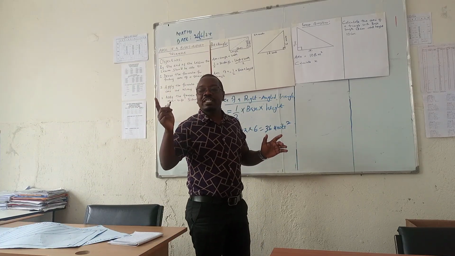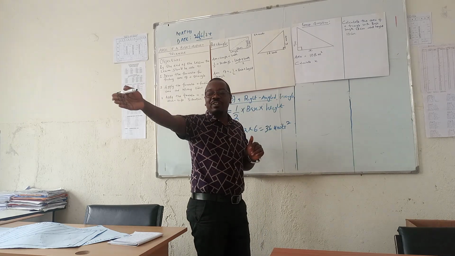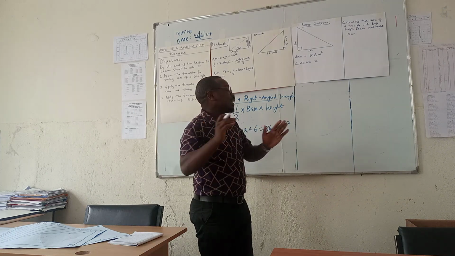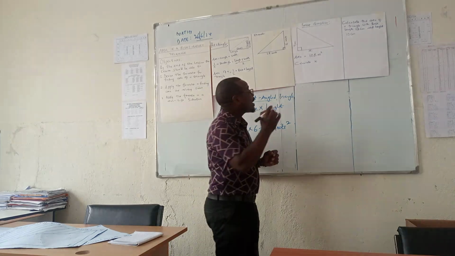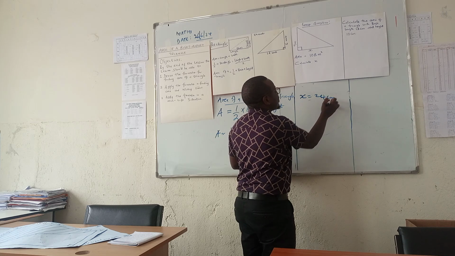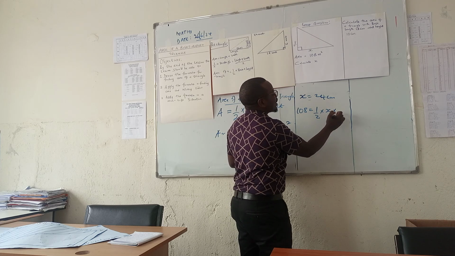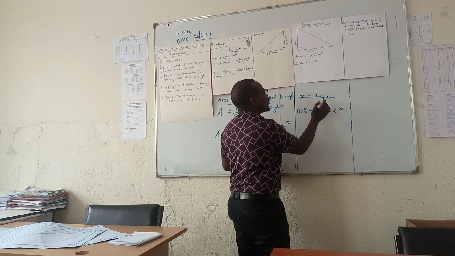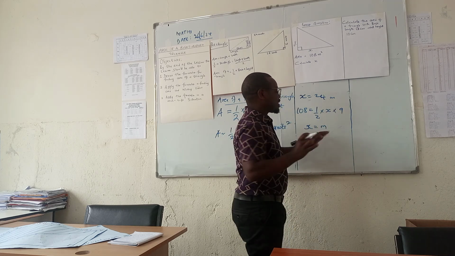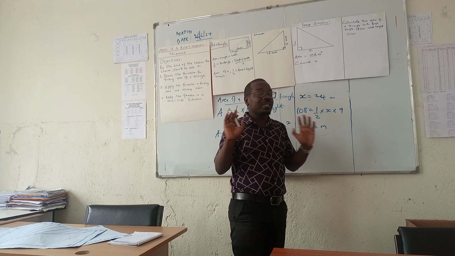Janet's group, what did you get as a value of x? 24 meters. Good. Jane's group, what did you get? Still 24. Do you have a group with a different answer? No. Okay, you are all correct, and that's very good. Reason, the base x is 24 meters, as can be seen here. You equate 108 to a half times the base that is unknown times the height of 9. This gives you 24 meters as our answer. Not centimeters, but meters.